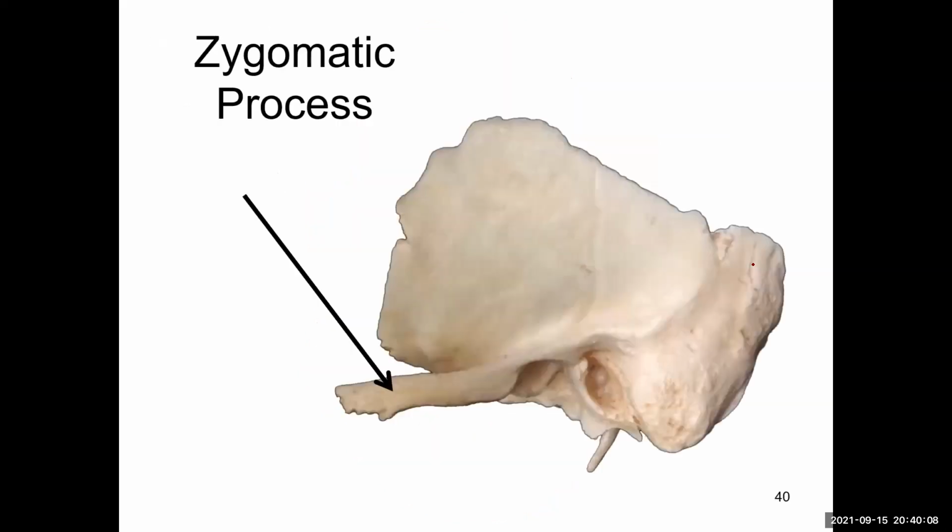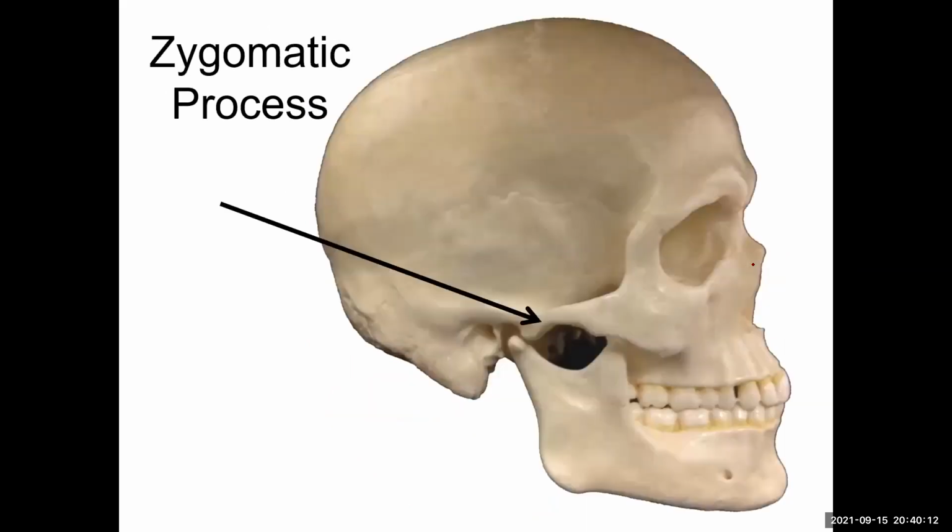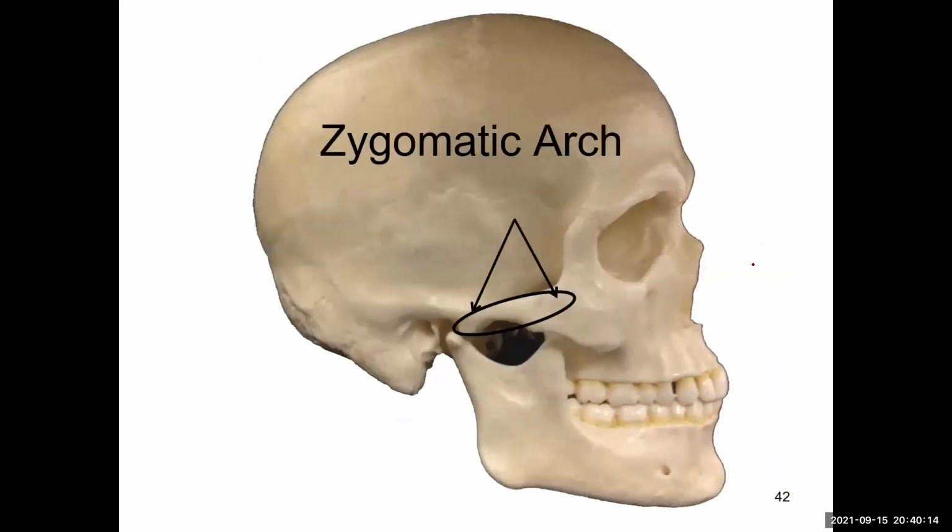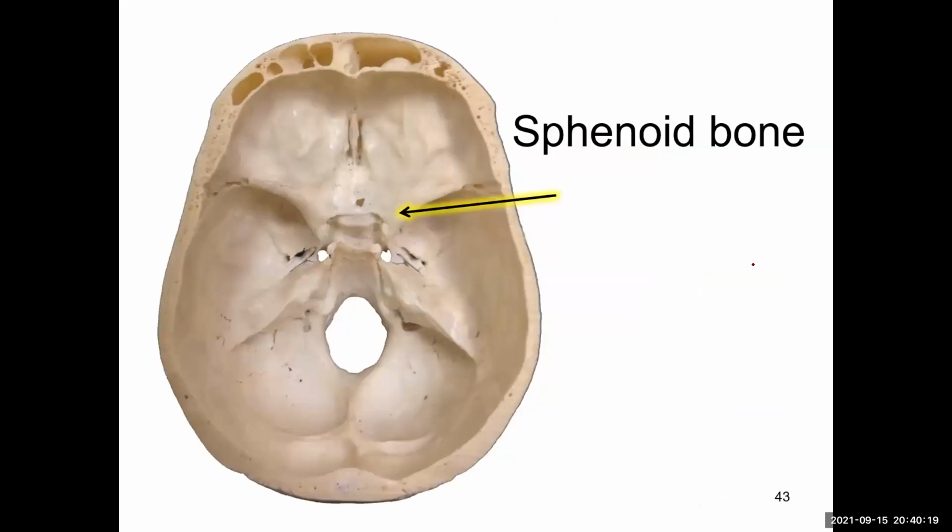Quick review, zygomatic process. There's the zygomatic process on this model. There's the zygomatic arch. We should have all that. Okay, I'm going to stop here. It's a good place to stop. I think I've filled your brains in quite a bit.